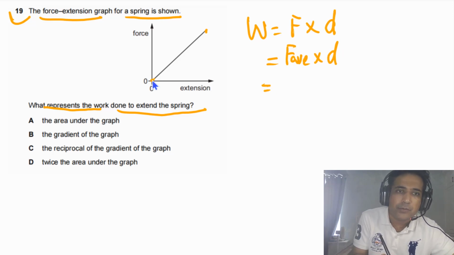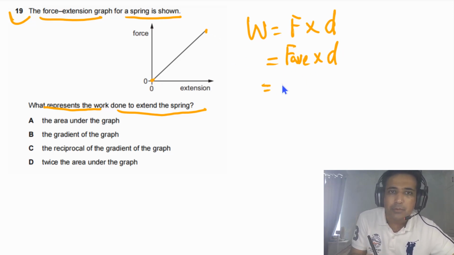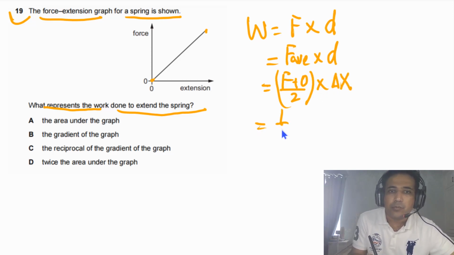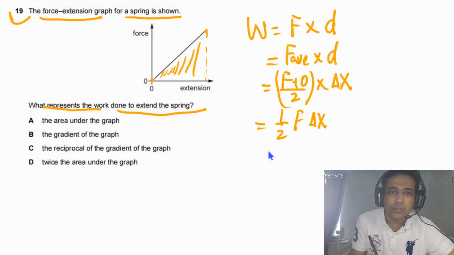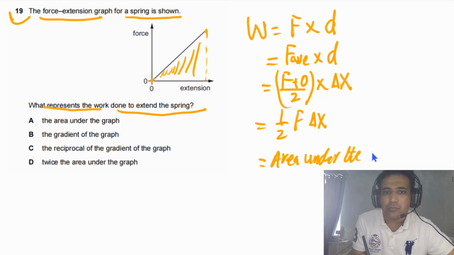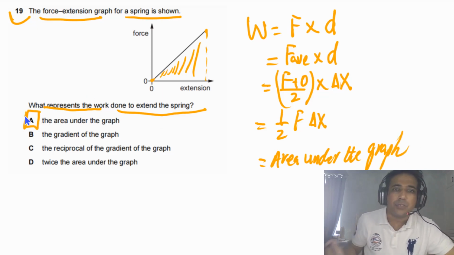Average force: we have F equal to 0 and F equal to the maximum value, so we can say (maximum value plus 0) divided by 2. So the average force times the extension, delta x, we will get here 1 by 2 F times delta x. So it simply means that this area is representing work done. So this is simply equal to the area under the graph. So the area under the graph is representing the work done. So the answer for this question has to be A.